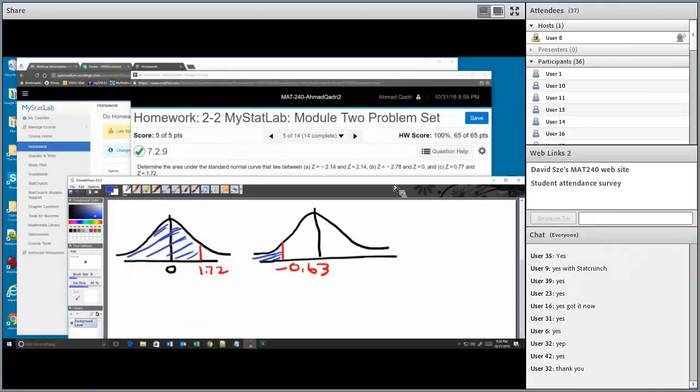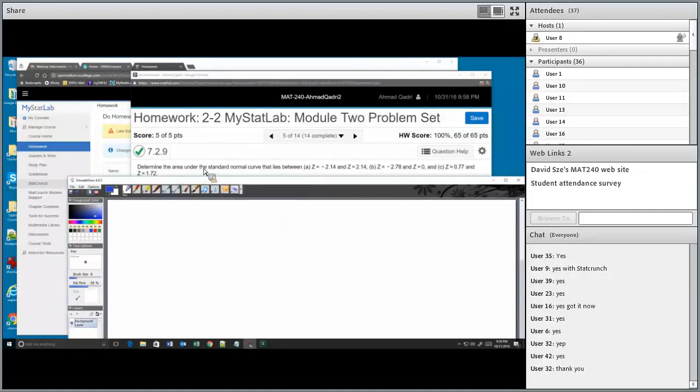So now we want to determine the area under the standard normal curve that lies between two values. Now we're getting a little more, you know, we're gonna have a little bit of fun now. Okay. The problems are gonna get a little bit confusing. So you're gonna help me highlight the right region.